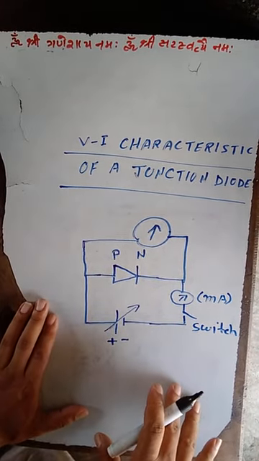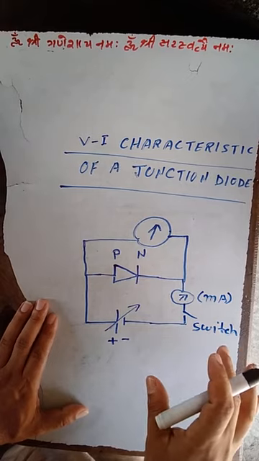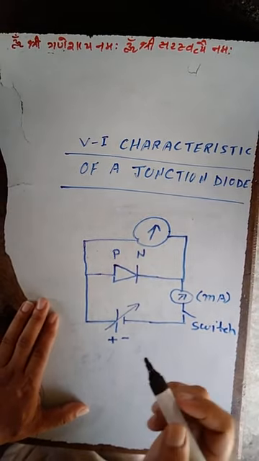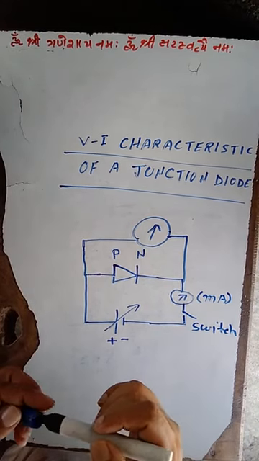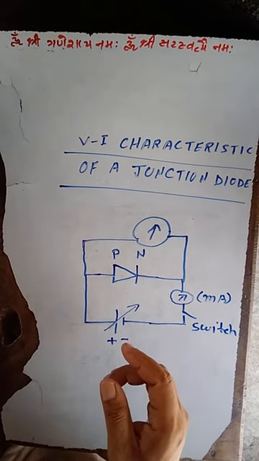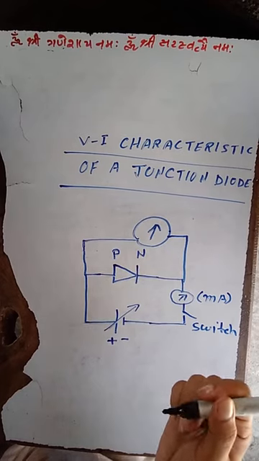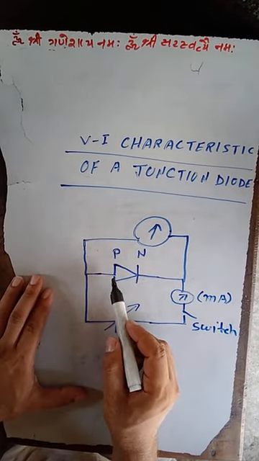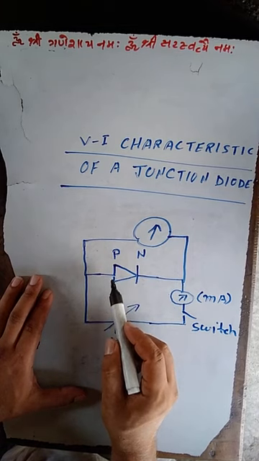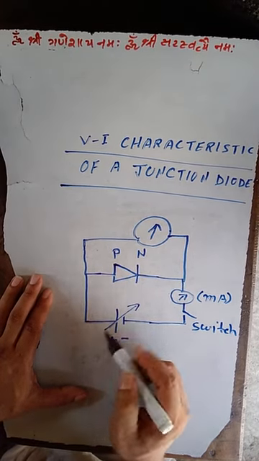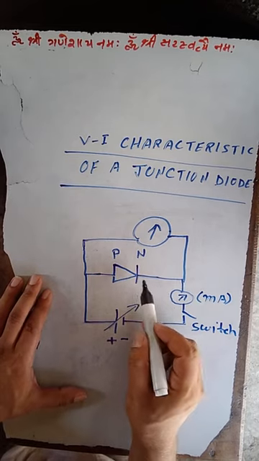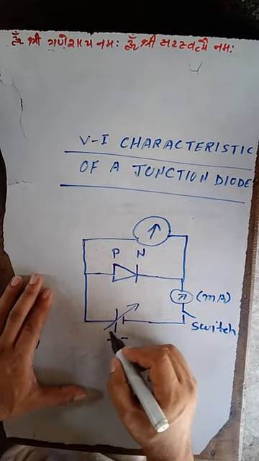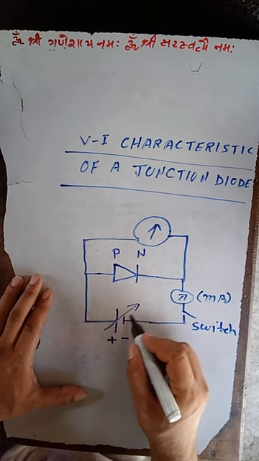This arrangement is our arrangement of the diode under forward bias. Why is it forward biased? Because the p-type of the diode is connected with the positive pole of the battery, and here the N is connected to the negative. This is the symbol of variation.